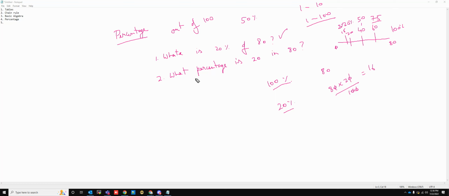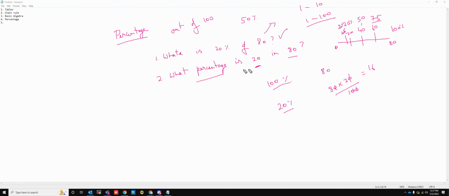Now, what percentage is 20 in 80? What is the meaning of this? In 80, how much percentage is 20? So you have to find the percentage. Here they are asking for a percentage. In the earlier one, you are finding the value: 20% of 80. What will you get? 20% of 80 will give some value only. 16 is the value.